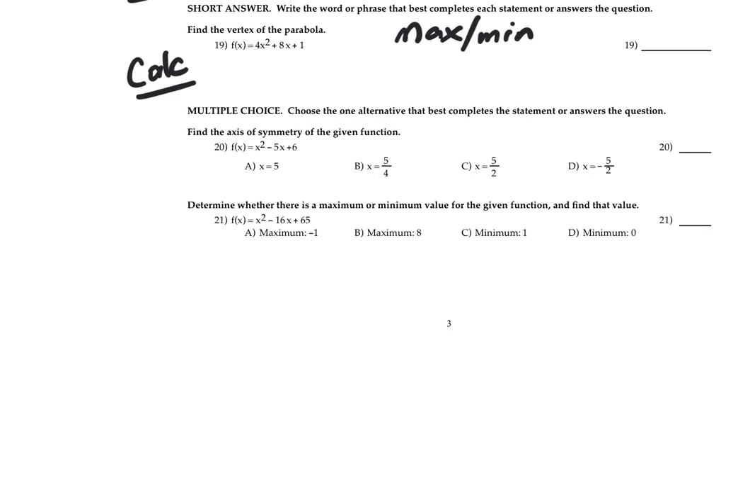Okay, axis of symmetry. There's a couple of different ways that you could do this. You could find the vertex, right? And the x value of the vertex is always my axis of symmetry. So if you wanted to do what you did on number 19, again, you could do that. Or you can do the negative b over 2a, the little formula there.